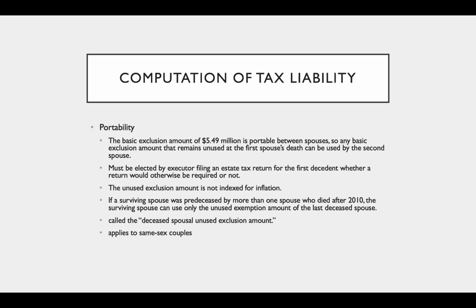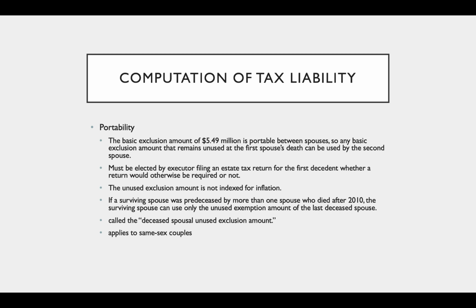We also have what's called portability, and that allows the basic exclusion amount of $5.49 million to be portable between spouses. So any basic exclusion amount that remains unused at the first spouse's death can be used by the second, and it must be elected by the executor filing an estate tax return for the first decedent, whether a return would otherwise be required or not. So even if the first spouse is not required by law to file a return because their estate is small, they may want to consider filing a return to elect portability. The unused exclusion amount is not indexed for inflation.